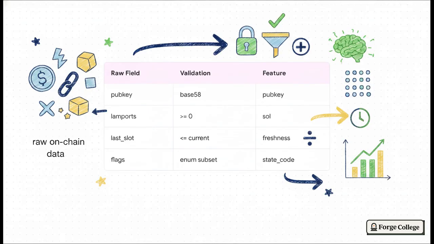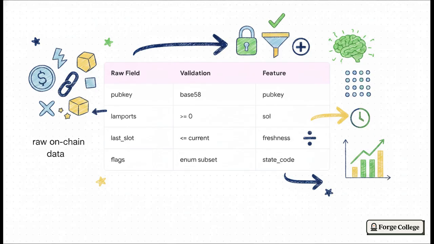Think of this mapping as your master template. Look at how a raw field transforms here. We take balance_lamports, which, remember, are just the tiny micropennies of Solana. We validate that it's a non-negative integer, and then we normalize it into a brand new feature, balance_sol. This is a scaled float where we've literally just divided the lamports by 10 to the 9th power.